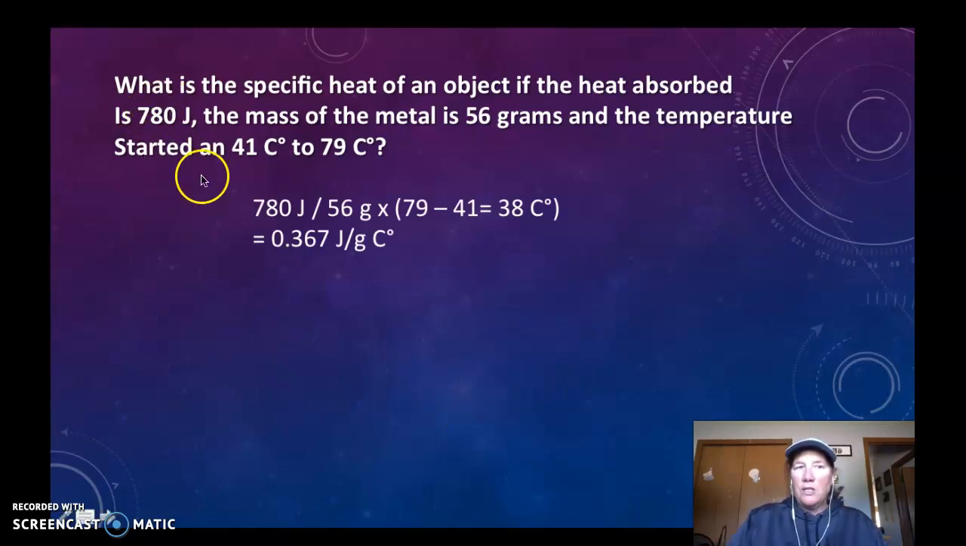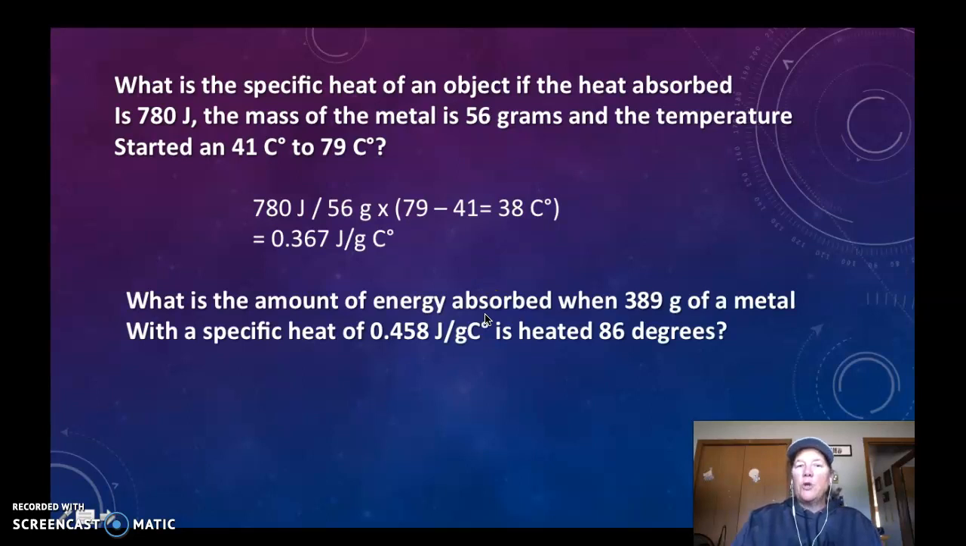Okay. So what I did was I took 780. That's the heat that was absorbed. Here's my mass, 56. And then I took 79 minus 41 and I got 38. That's the change in temperature. So if I take 780 divided by 56 divided by 38, I'll get 0.367. This is a specific heat. I know this is some kind of metal because it's less than 1.